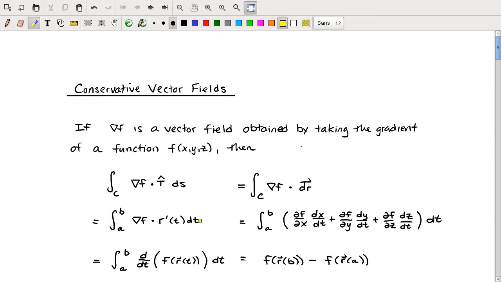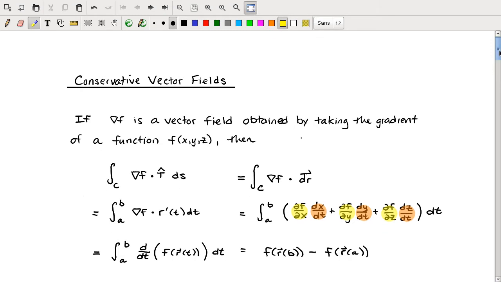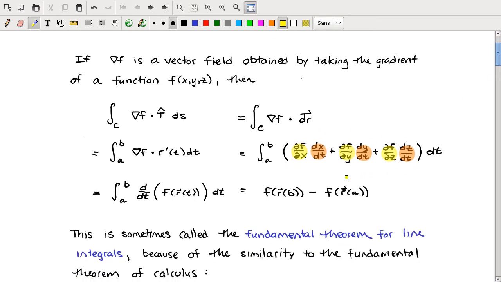But now let's go a step further. Let's write out what that would be in the specific case where we're integrating a vector field which is the gradient of a scalar field. So in that case, the three components of grad f would be df/dx, df/dy, and df/dz, and the three components of r prime of t would be dx/dt, dy/dt, dz/dt. And so when we took the dot product, we would get this scalar sum, df/dx dx/dt, plus df/dy dy/dt, plus df/dz dz/dt.